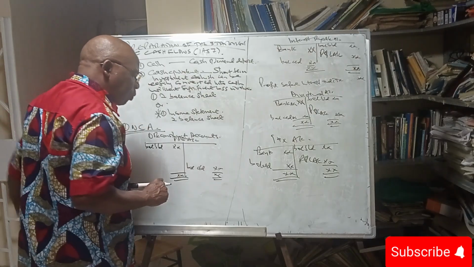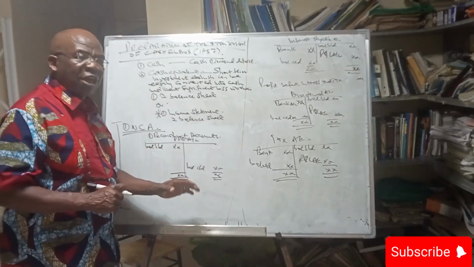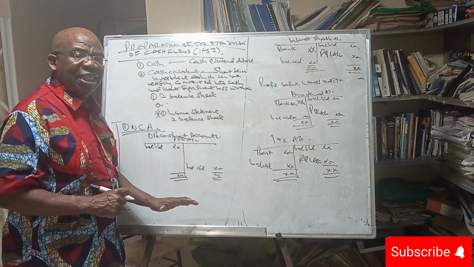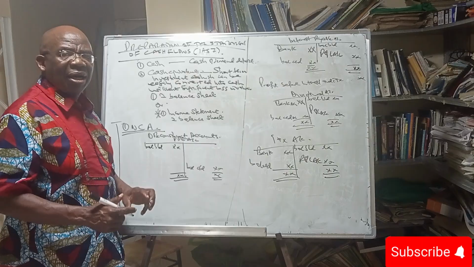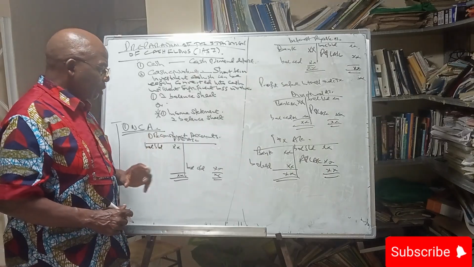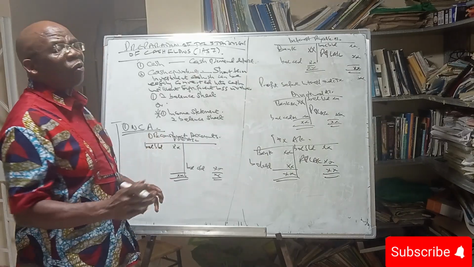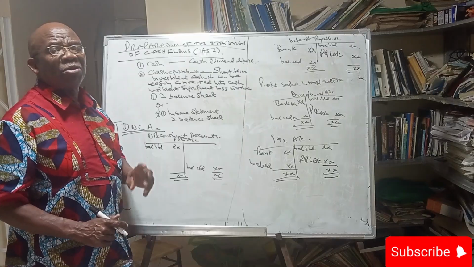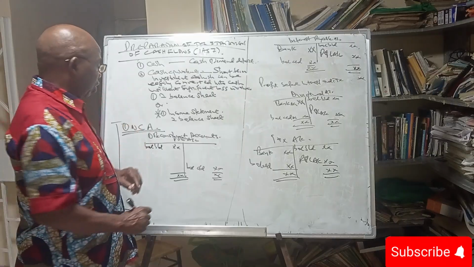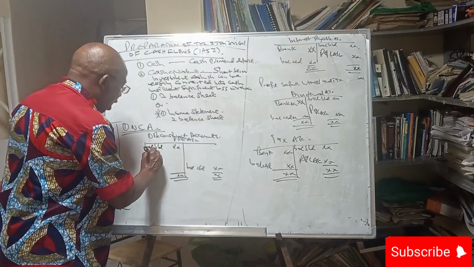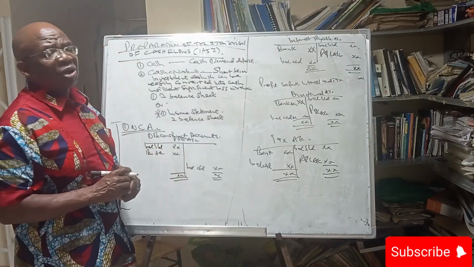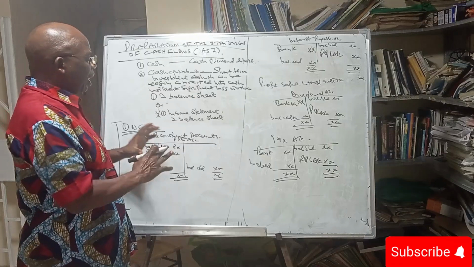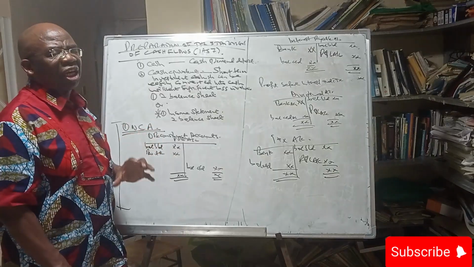You go down to the financing: ordinary share capital, share premium, revenue reserve, capital reserves, all of them. You check whether below there we have revaluation. If we have revaluation, you come here and you say revaluation account. You must be careful.